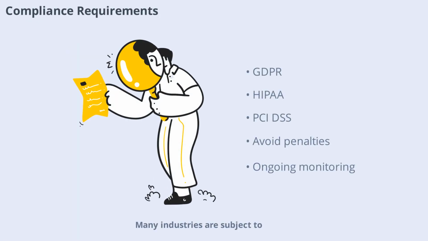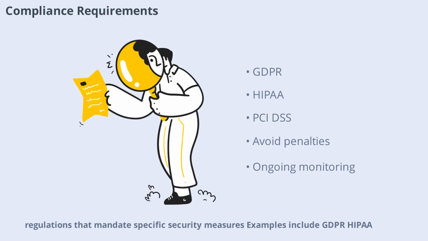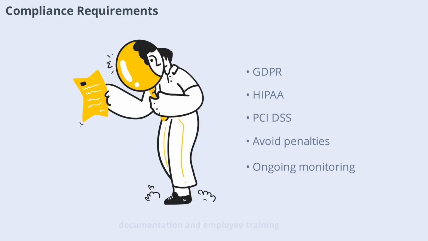Many industries are subject to regulations that mandate specific security measures. Examples include GDPR, HIPAA, and PCI DSS. Compliance ensures organizations protect sensitive data and avoid legal penalties. Staying compliant requires ongoing monitoring, documentation, and employee training.